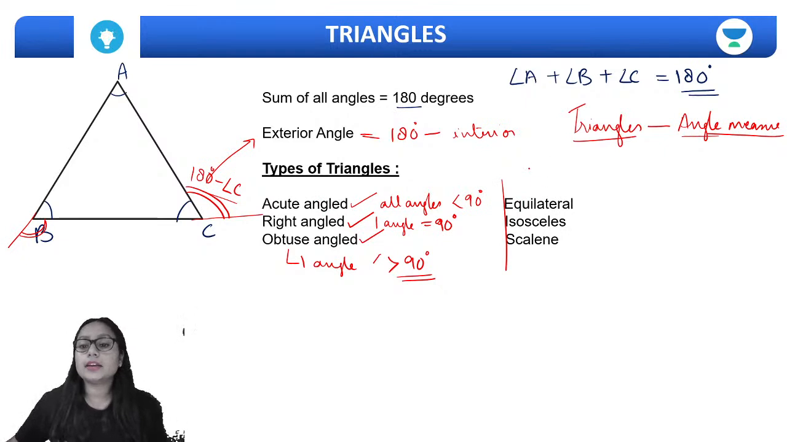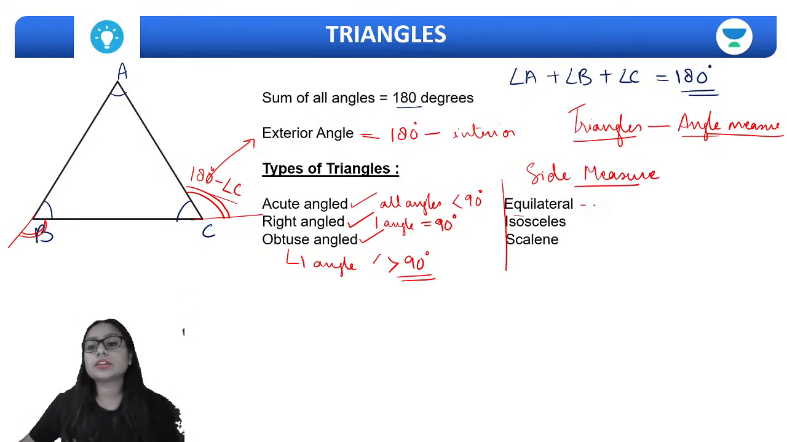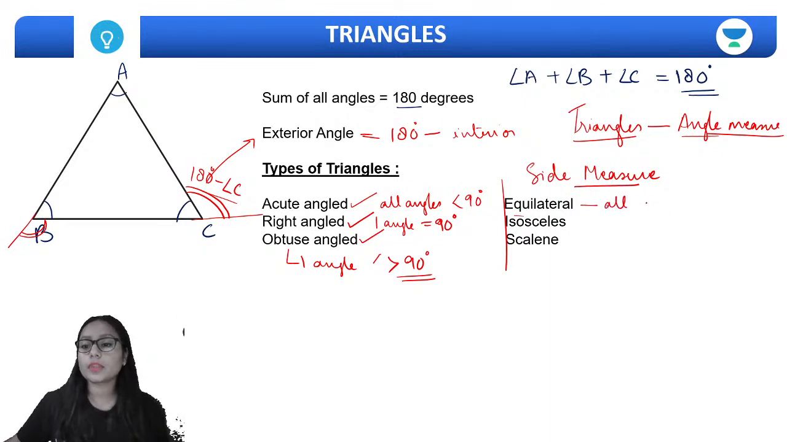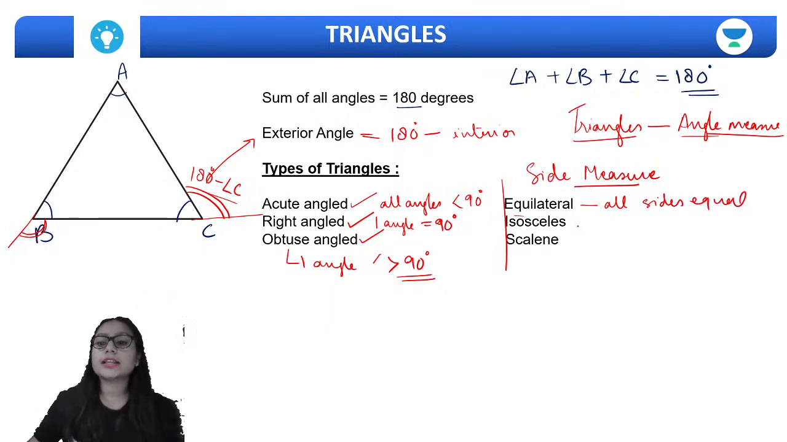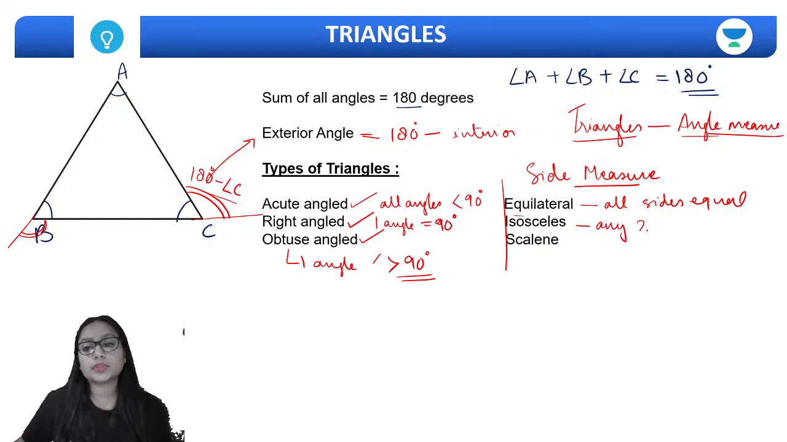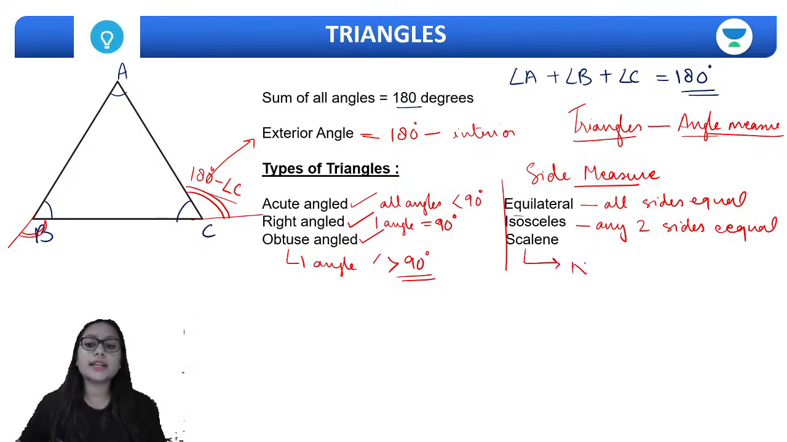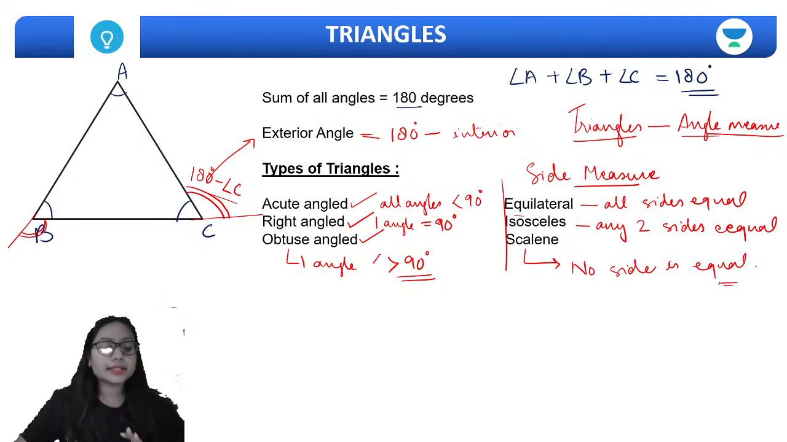Now if I divide all the triangles on the basis of their side measure, I have the equilateral triangle. Equilateral triangles are the triangles whose all sides are equal. All three sides are equal. Isosceles triangles are the triangles in which any two sides are equal. Now in the scalene triangle, no side is equal, meaning all sides are different in length. Okay, so I hope this is clear.